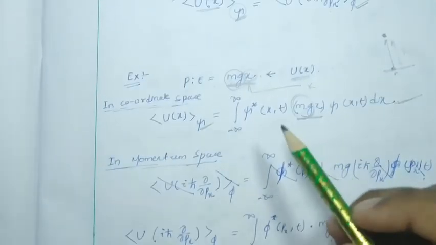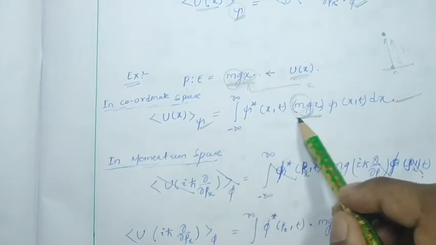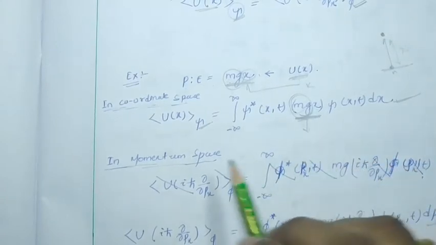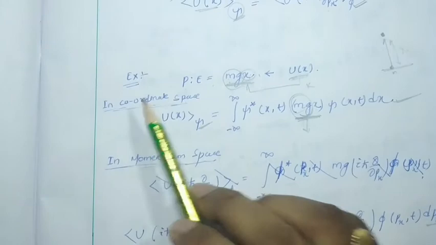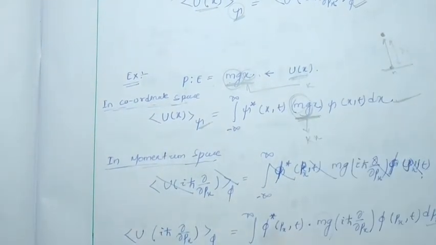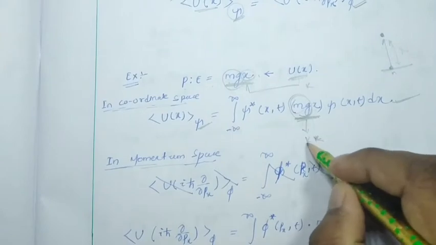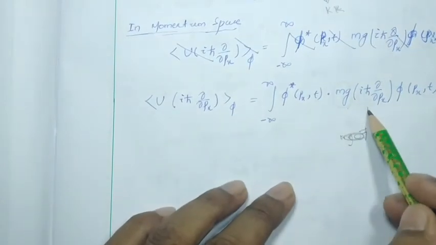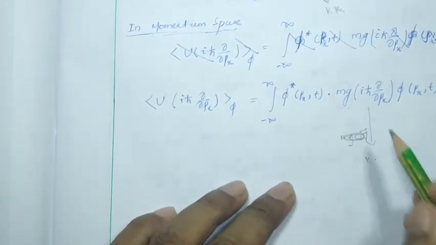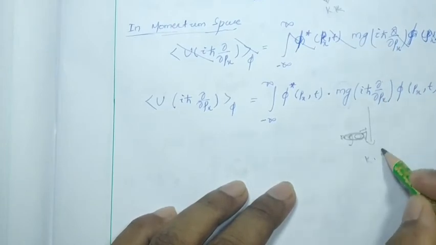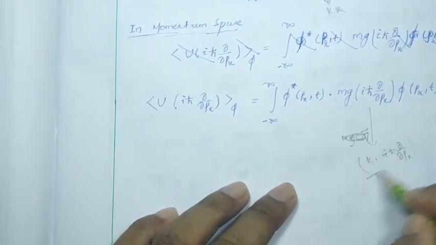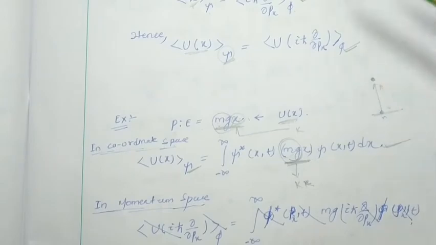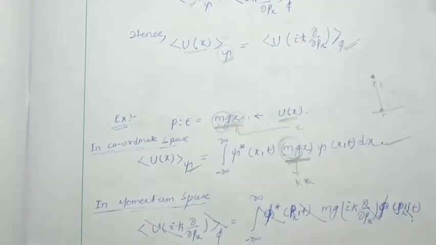That means for the coordinate space, the operator we have to apply is a constant into x. To find the potential energy from the coordinate space, we have to apply the operator kx, where k is nothing but m into g. However, if we consider the momentum space, the potential energy operator is nothing but k into iħ del by del px, where mg has been taken as k. So this is all about potential energy in coordinate and momentum space representation and its corresponding operators.